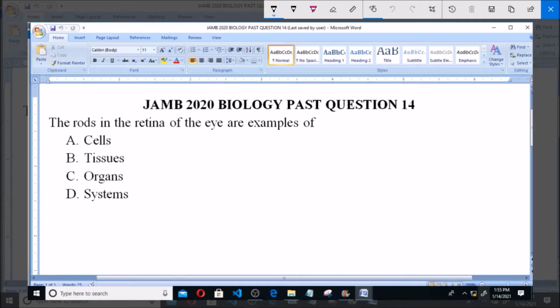I'll be answering JAMB 2020 Biology Past Question 14. The rods in the retina of the eye are examples of A. Cells, B. Tissues, C. Organs, D. System.